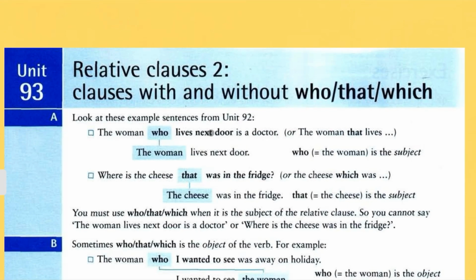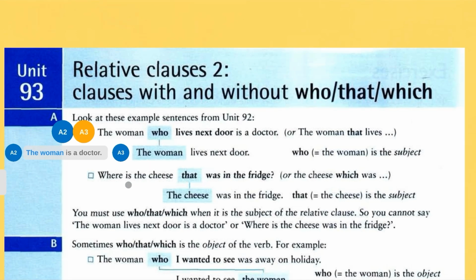The sentence, the woman who lives next door is a doctor, is actually combined from two sentences. One, the woman lives next door. And the other one, the woman is a doctor. Combining A2 and A3, it becomes the woman who lives next door is a doctor. And A3 becomes like an adjective. Both A2 and A3 are telling you more about the woman.